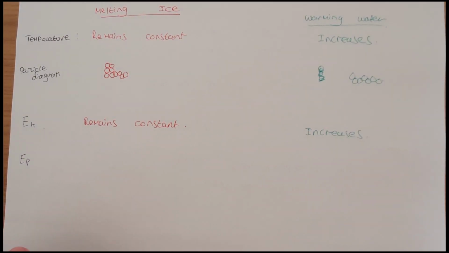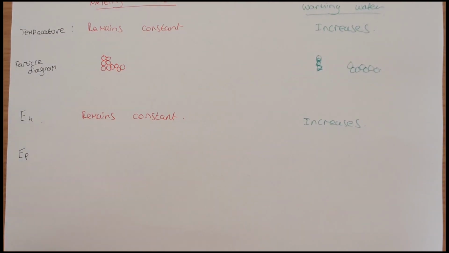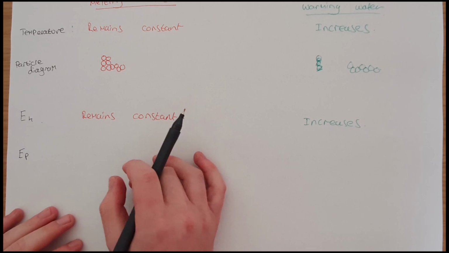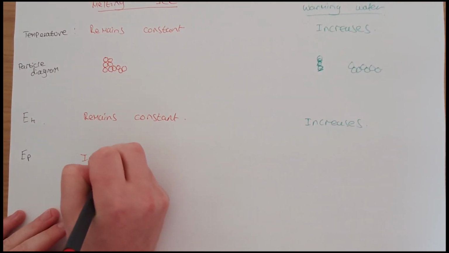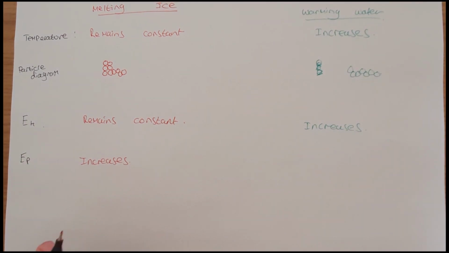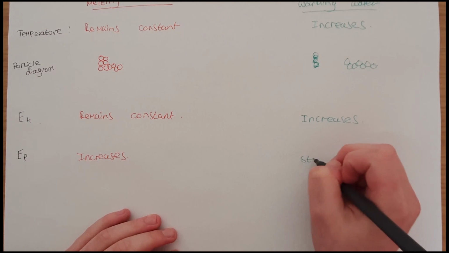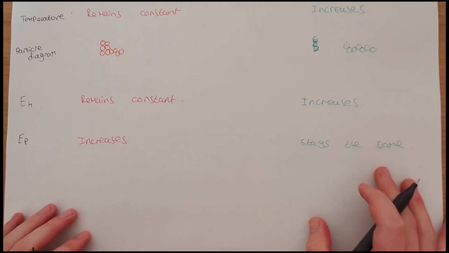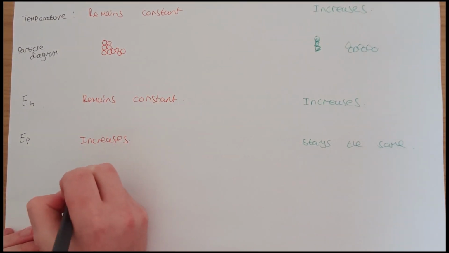And the final thing I want you to talk about is potential energy. We just said potential energy refers to particles becoming more spread out or closer together, and it happens under the change of state. So what's happening to potential energy as we're melting ice? Well, as we're melting ice, the particles become more spread out, so it increases. As we're warming water, is there a state change? No. So the potential energy stays the same. Now, I want you to use this logic, and I want you to have a go at the next few things. I want you to think about boiling water.